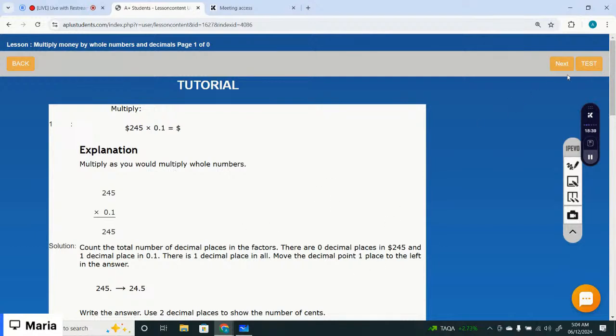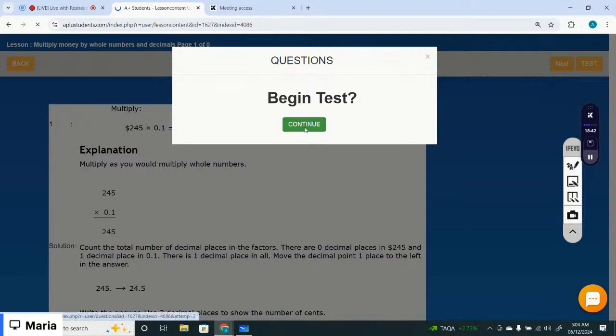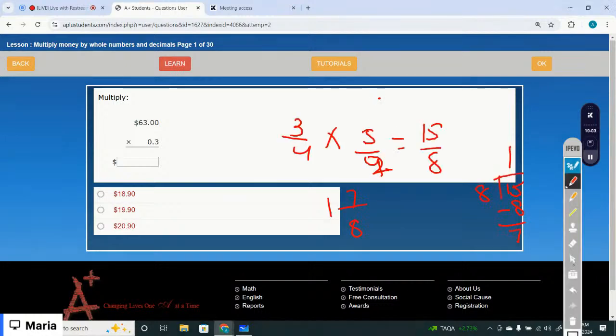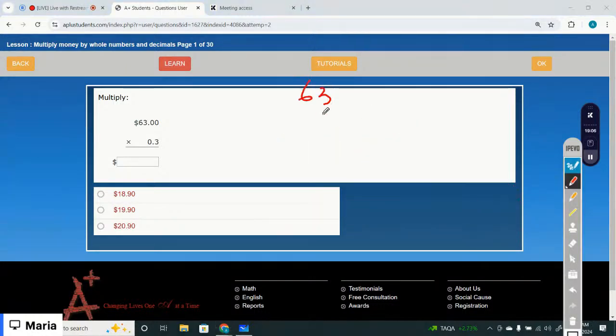Let's just start with the test questions. Let's see how we multiply. That is exactly the same. You multiply a whole number with a decimal, right? That is 63 times 0.3. Let's just multiply them without the decimal. That is 3 times 3 is 9, and 3 times 6 is 18. You have one decimal place, so move the decimal point here. That is 18.90. Option number 1 is the correct option. That is 18.90.